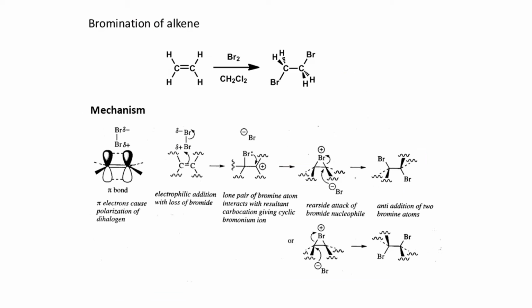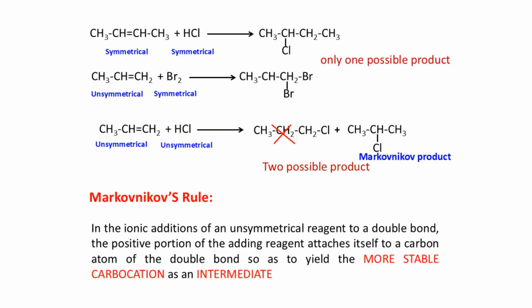Bromination of alkenes involves electrophilic addition, with the formation of a cyclic bromonium ion and subsequent attack by a bromide nucleophile. Students, now let's discuss Markovnikov's rule. It states that in the addition of an unsymmetrical reagent to a double bond, the positive portion attaches to the carbon with more hydrogen atoms, forming the more stable carbocation.